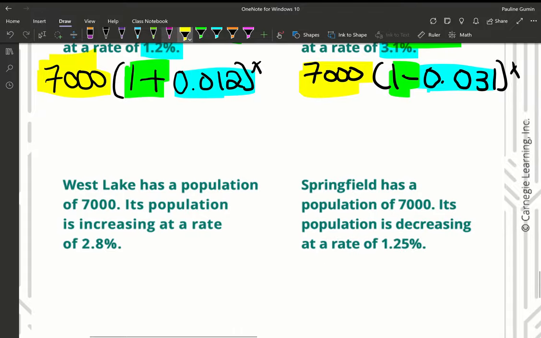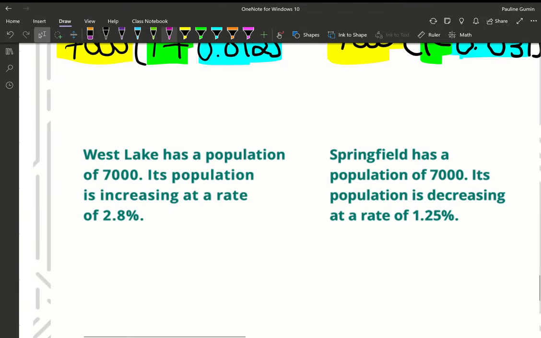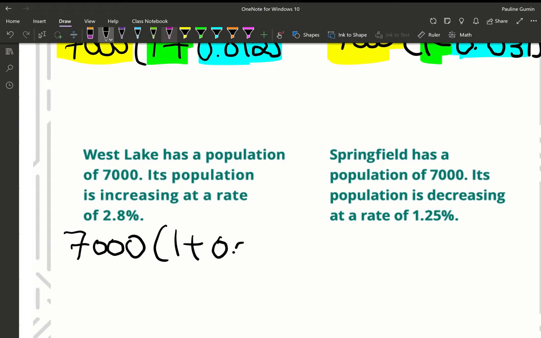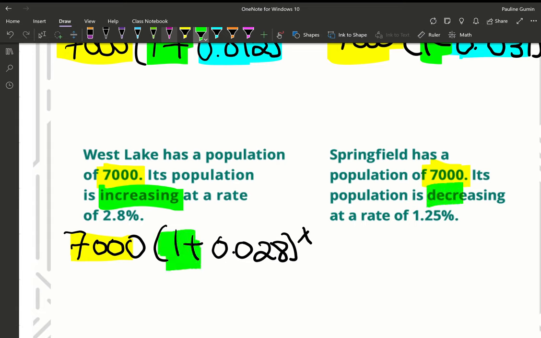Let's check out Westlake and Springfield. Westlake. Westlake has a population of 7,000. The population is growing at 2.8%, so that's 0.028. 7,000, increasing, 2.8%.